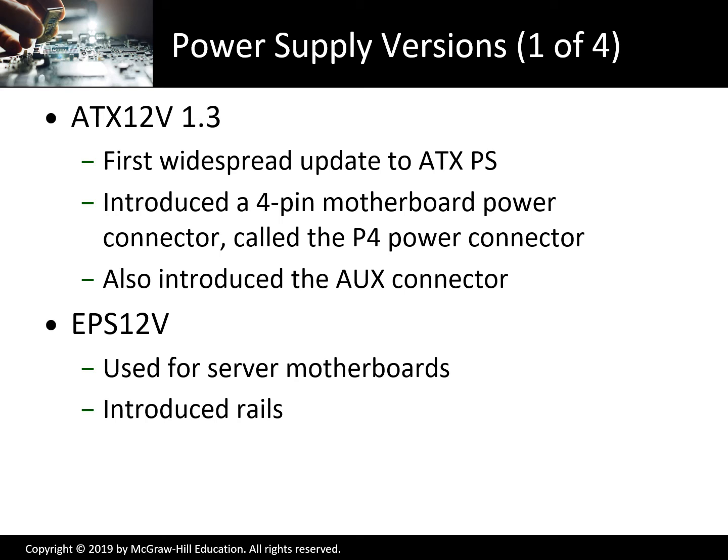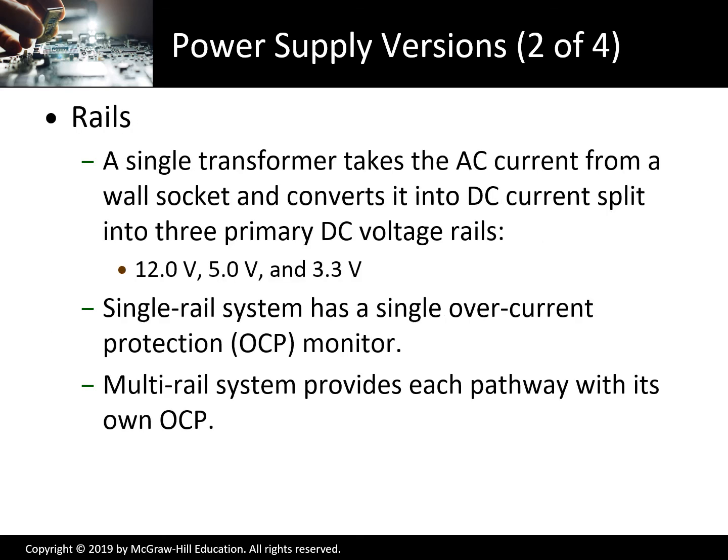And then another one, EPS 12 volt, used for server motherboards. Here it had what was called rails, a little different power system. The rails: it's a single transformer to make the AC current from a wall socket, converts it into DC, and it splits into 3 primary voltages, 12, 5, and 3.3, which we covered.